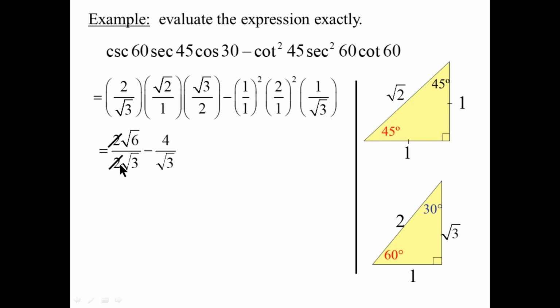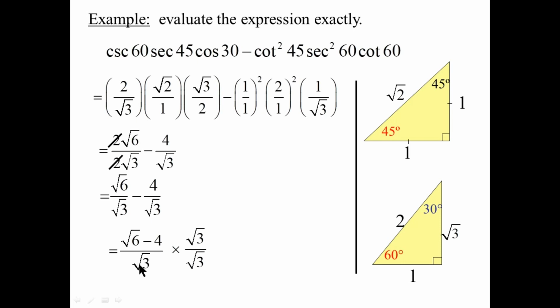Factor off the top and a factor off the bottom in a single term, leaving this behind, and let's see here. We've already got a common denominator, so we can simply subtract these fractions. And it's common to rationalize the denominator.